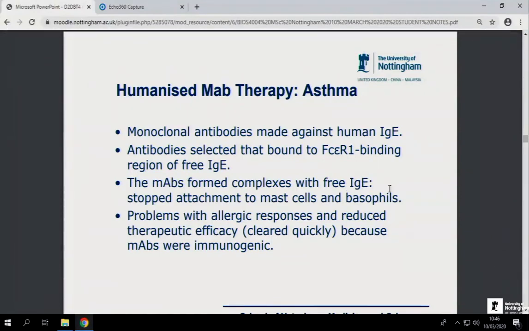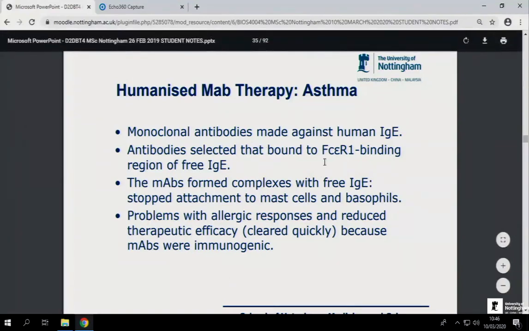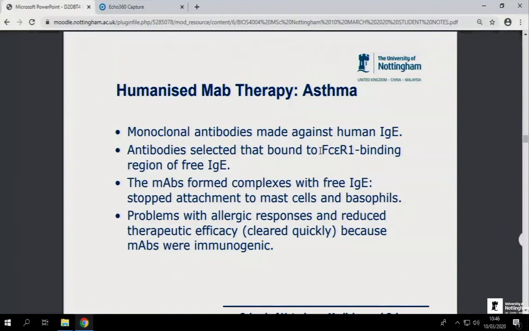The antibody recognizes free IgE, binds onto it. And what does it bind onto? It binds onto the Fc epsilon R1 binding region of the antibody. And that antibody is then cleared from the system. And it's really rapid. If you were to measure IgE in the bloodstream of a patient you're going to do this with, within about an hour to 2 hours, it's gone. Straight out of the bloodstream. It's really fantastic. It goes to the liver and it's excreted that way.